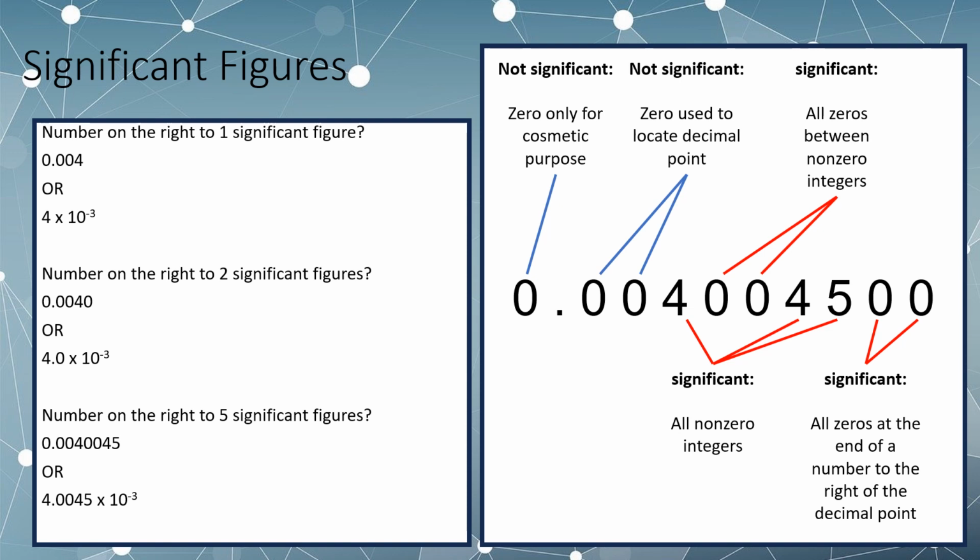Okay, what about to 2 significant figures? Well, in this case, we know that those zeros are the next significant ones.